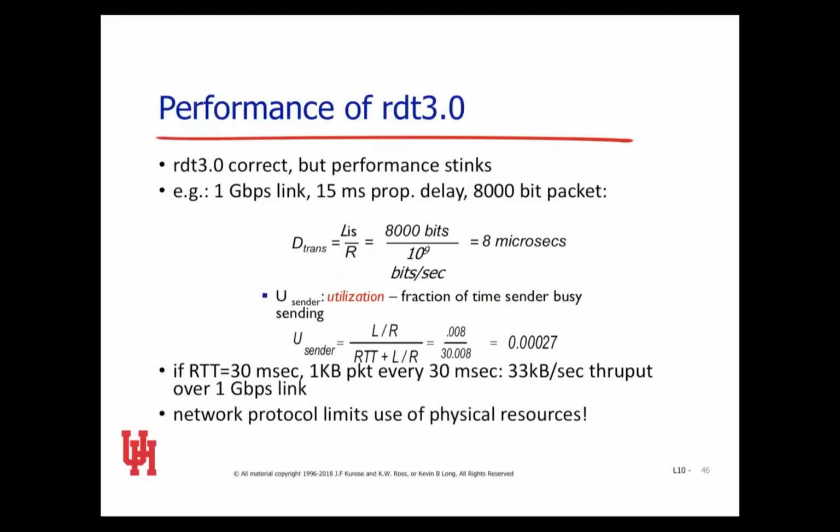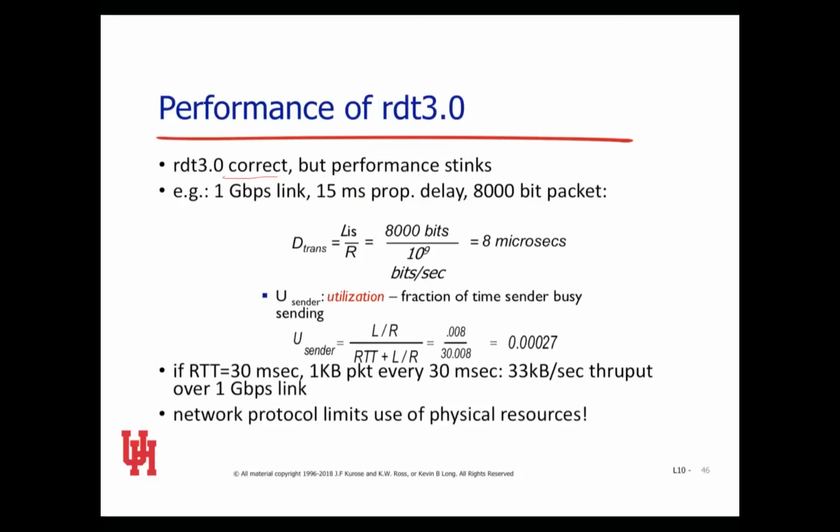All right, so what about the performance so far? It's correct, but the performance stinks. So let's say you have a 1 gigabit per second link. That's going to be extraordinarily expensive, especially if it's got 15 milliseconds propagation delay, which is about 1,500 miles. So you're going to be paying tens of thousands of dollars a month for this circuit.